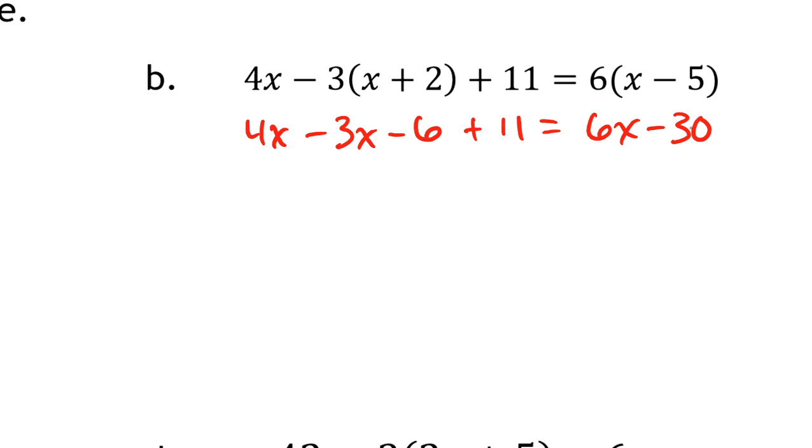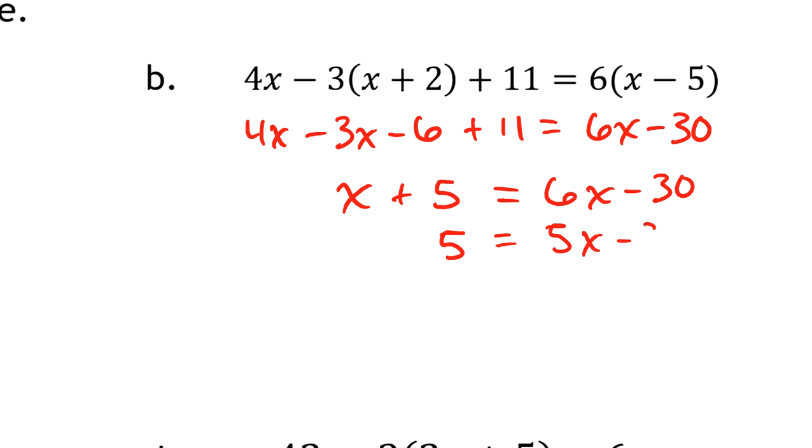On the left-hand side, when I combine the 4x and the negative 3x, I just get an x. And when I combine the negative 6 and 11, I end up getting a positive 5. So I've got x plus 5 on the one side and then 6x minus 30 on the other. I'm just going to take away an x from each side, so this becomes 5 equals 5x minus 30.